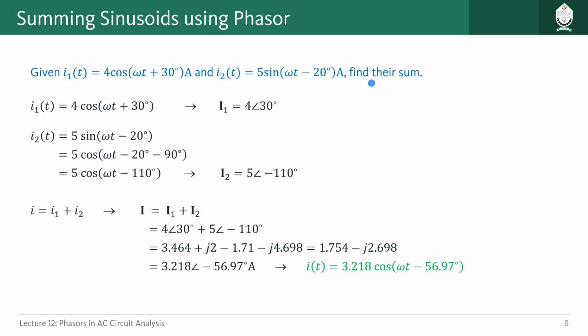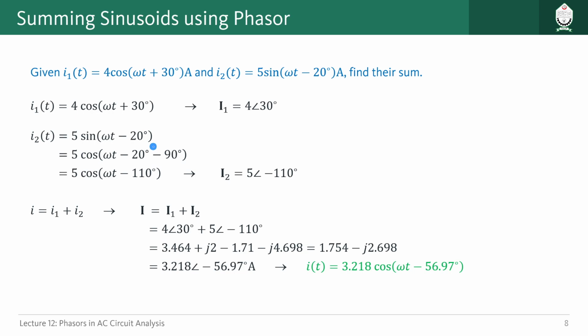We have to find their sum. To find their sum, first of all, we have to convert them into their phasor domain quantities. So we have done that. I1 is equal to this one. We will just take the amplitude here as the modulus and the phase as the argument here for I1.